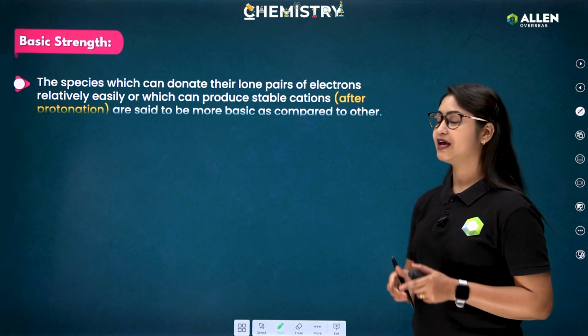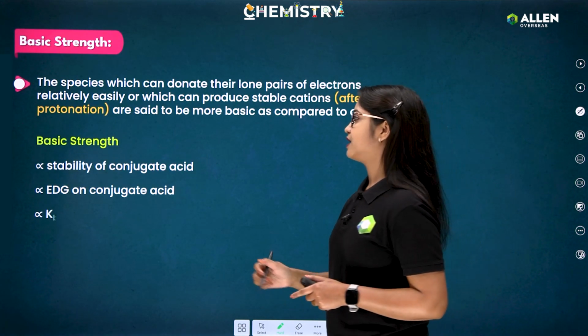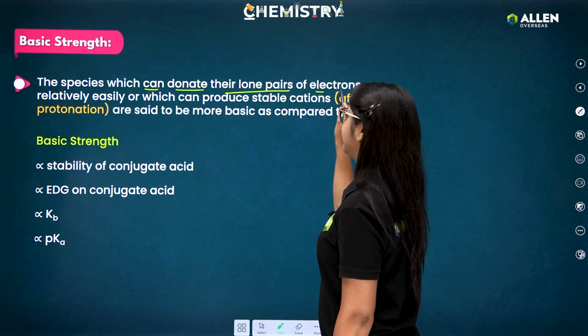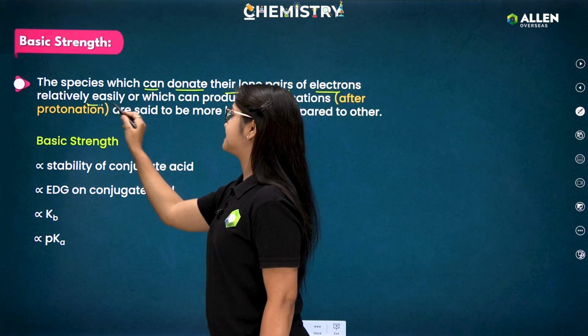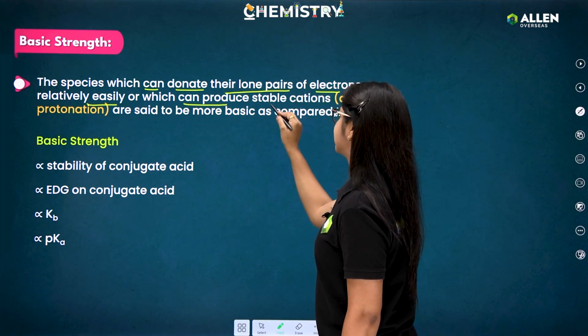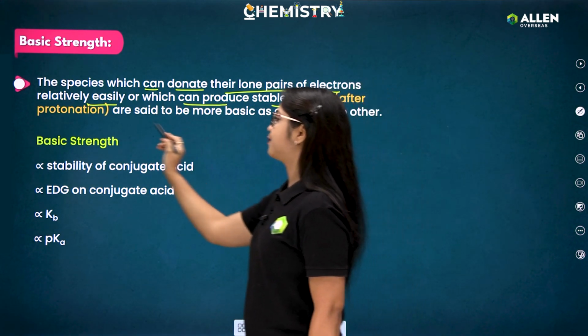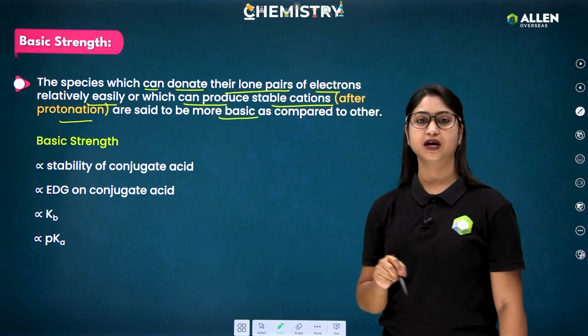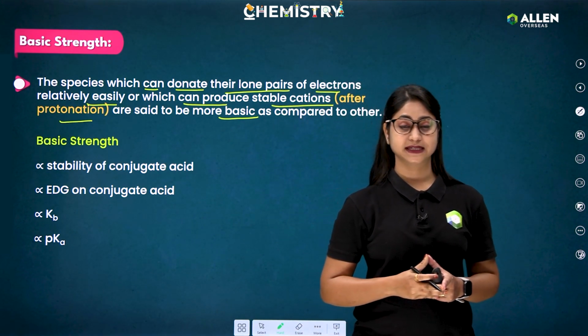Now we have to see the basic strength. Okay, so the species which can donate their lone pairs of electrons relatively easily, or which can produce stable cations after protonation, are said to be more basic as compared to the others. Okay, so what are bases?